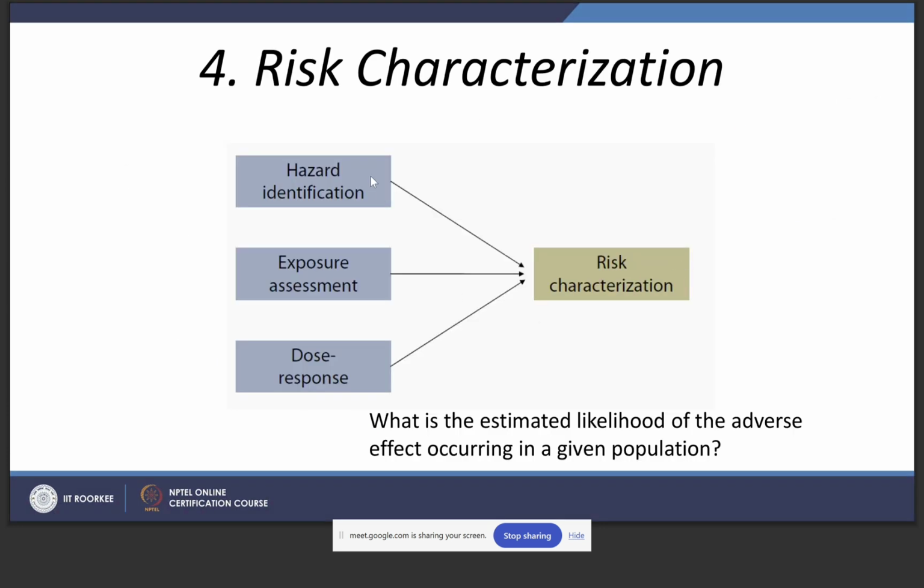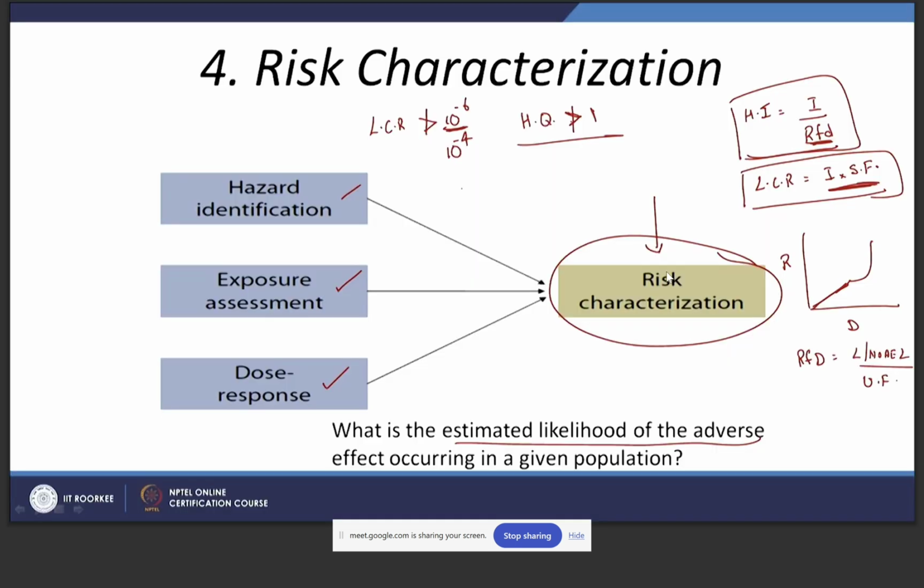Okay. So after finding the hazard identification, we did the exposure assessment and dose response. After all these three, we can find out the risk because we have all the data required. So finally we can calculate the risk. If we have to find out the risk due to a non-carcinogenic compound, then we find out the hazard index or quotient, which is taken as the intake rate divided by some reference dose. These reference dose values are already given, and we find the ratio of these two.